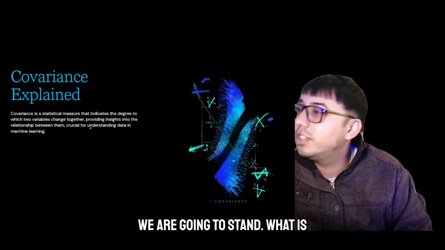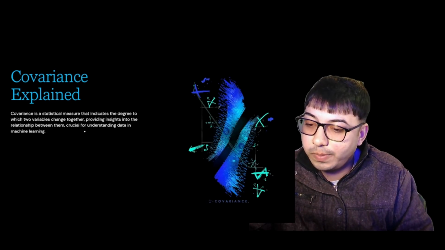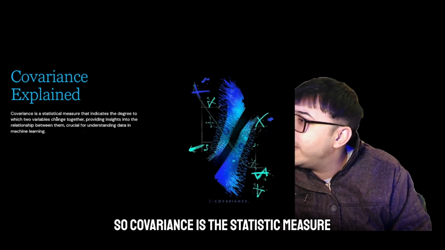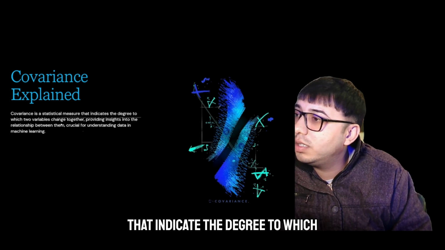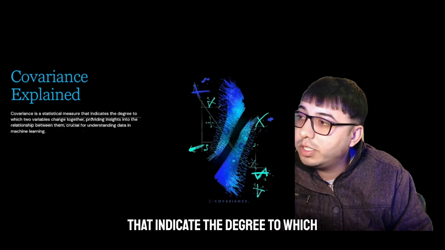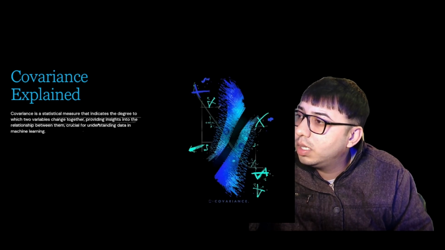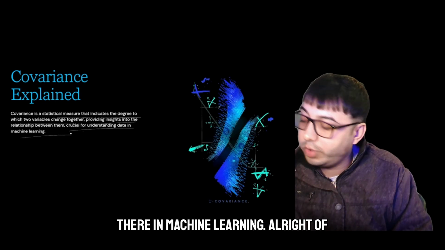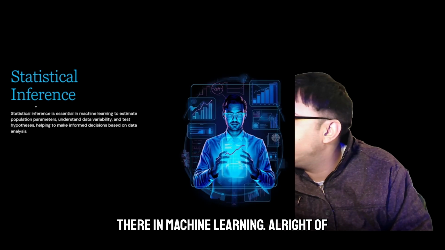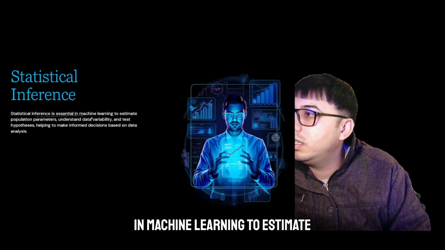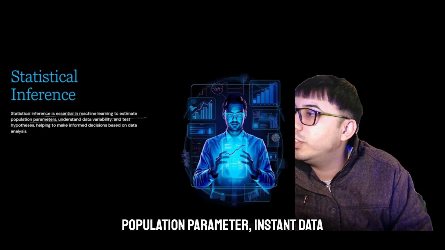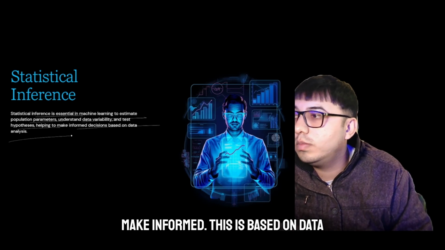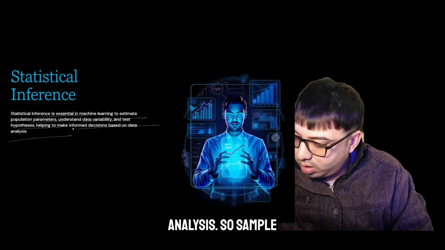Alright, so now we have to understand what is covariance. So covariance is a statistical measure that indicates the degree to which variables change together, providing insights into the relationship between them, and is crucial for understanding data in machine learning. Alright, so statistical inference is essential in machine learning to estimate population parameters, understand data variability, and test hypotheses, to help make informed decisions based on data analysis.